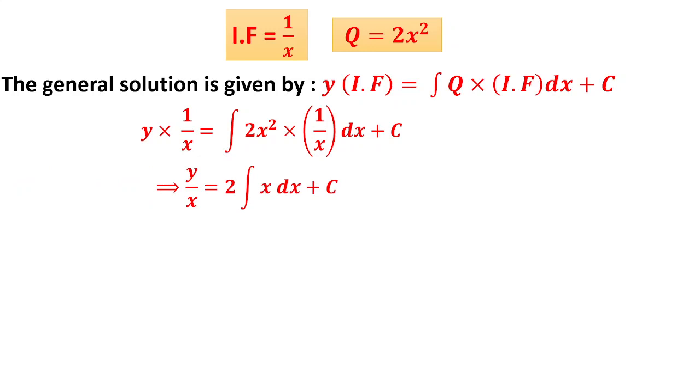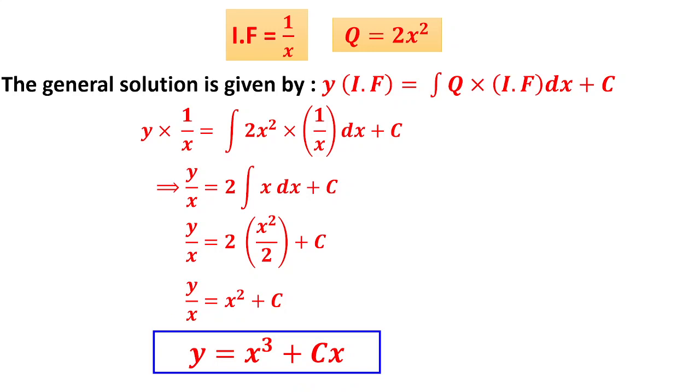You will get 2 into integral x dx. Once again, integral of x dx is x square by 2. The 2s get cancelled. Therefore y by x is equal to x square plus c. You can leave it as it is, but suppose you want to give the value in terms of y, it is y is equal to x cube plus cx. But in most of the cases you can do it: you can divide the right hand side by the integrating factor so that you will get the value in terms of y.